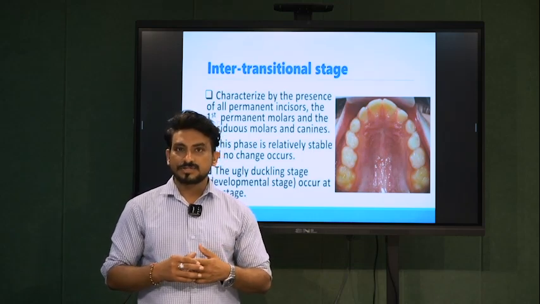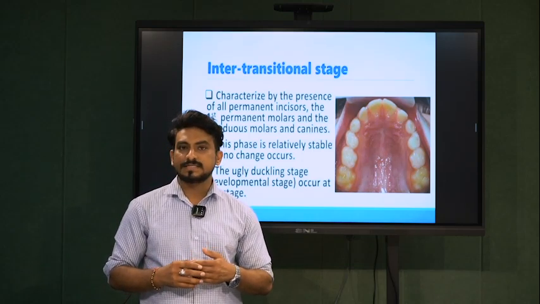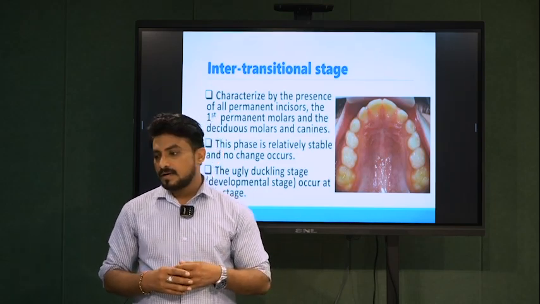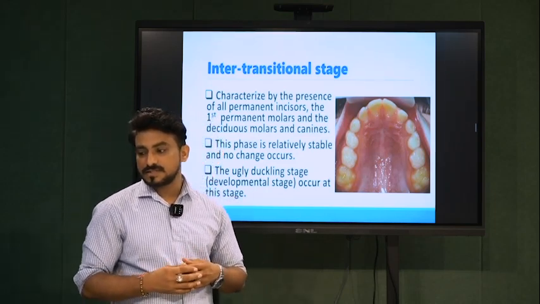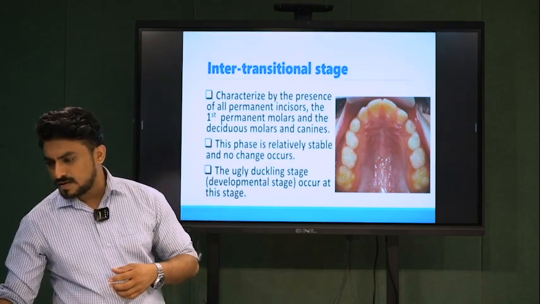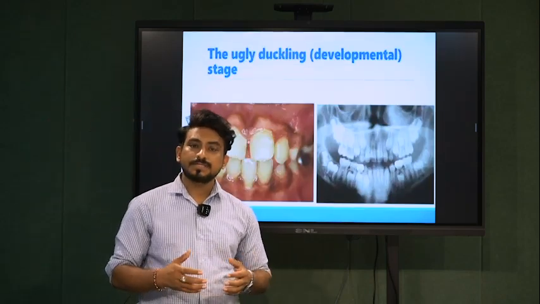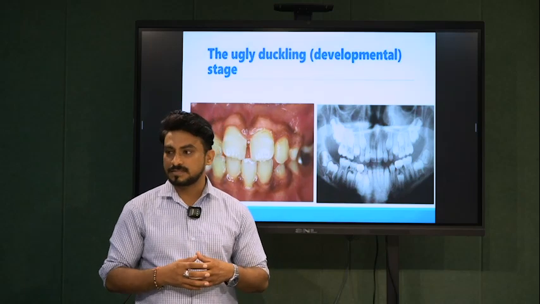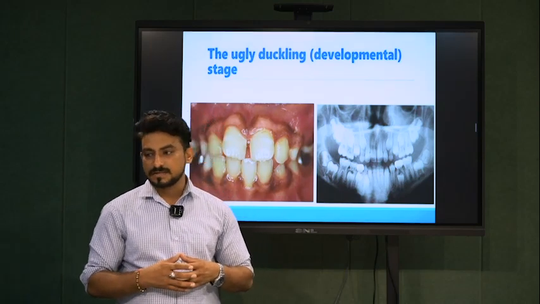Another name for the ugly duckling stage is self-correcting malocclusion, transient malocclusion, and broadbent phenomenon. These are synonyms. The ugly duckling stage is a developmental stage. Now we can see what changes occur at this stage. Here we can see the figures.